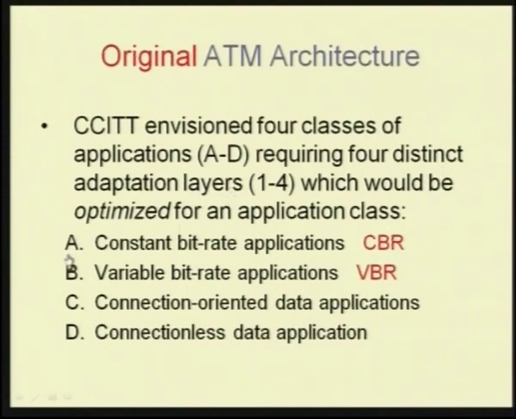Class A is a constant bitrate application, what is referred to as CBR. Second is the variable bitrate application, class B, called VBR. Class C is for connection oriented data applications and class D is for connectionless data applications. So, we had these 4 different categories A, B, C and D that were originally proposed in the ATM architecture.